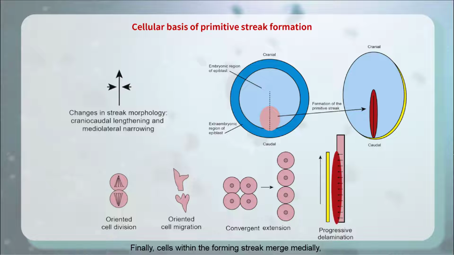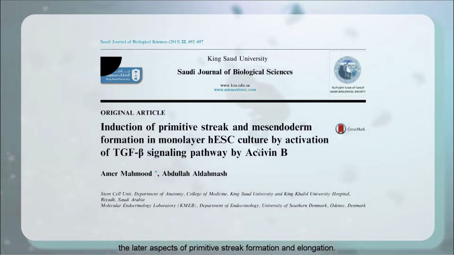Finally, cells within the forming streak merge medially, and subsequently the streak extends cranial-caudally to accommodate the merging cells. Thus, convergent extension contributes to the later aspects of primitive streak formation and elongation.